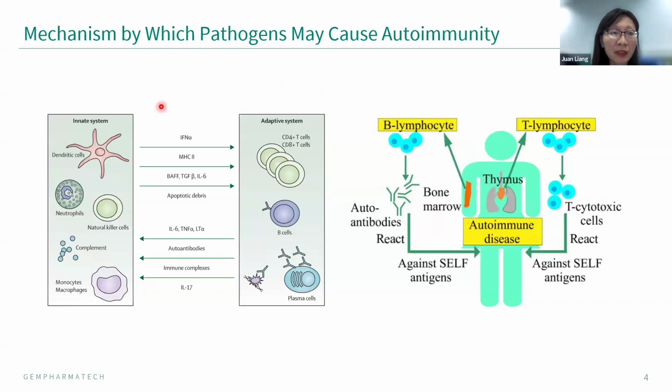The innate immune cells will secrete cytokines that will activate the adaptive system. The active systems like the B cells will generate autoantibodies against self-antigens. The T cells can also act directly against self-antigens. So the interaction and the disorder of the innate and adaptive cells could both contribute to autoimmune disease development.